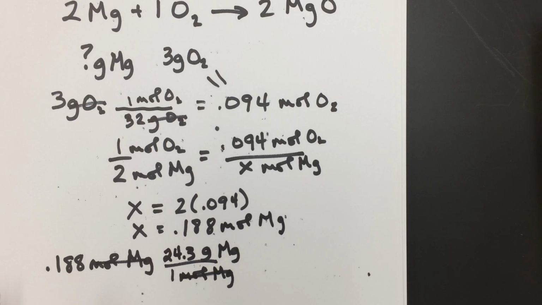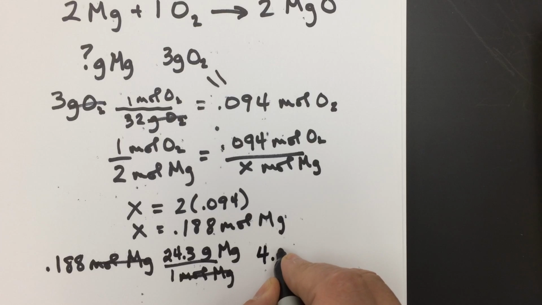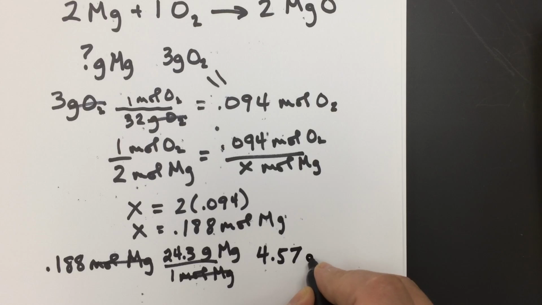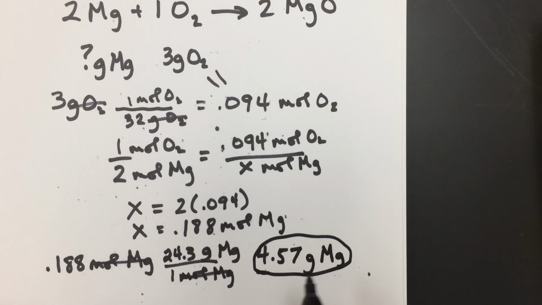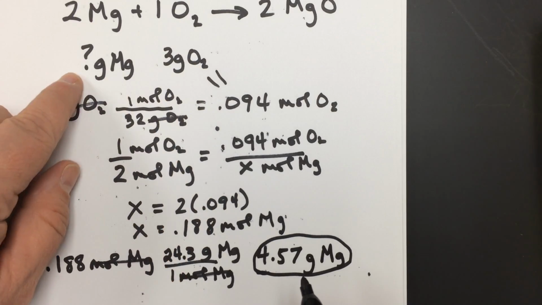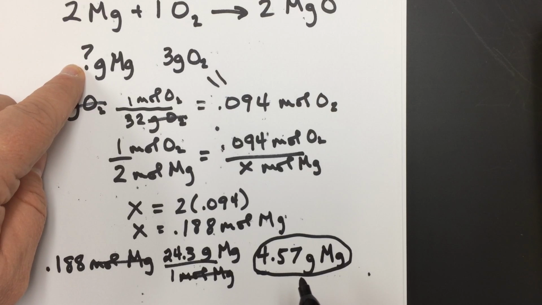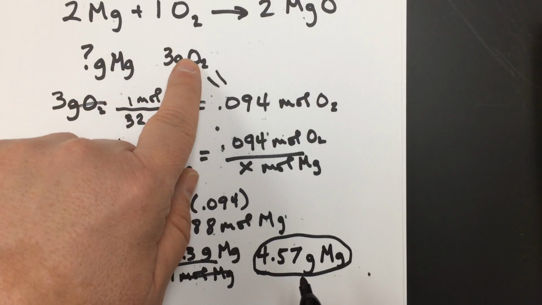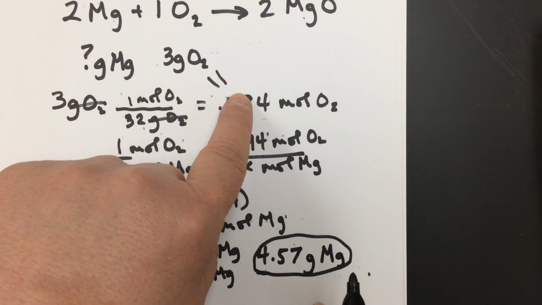Okay, so this cancels moles, will cancel with moles, and now when I multiply, I will be in grams. So 0.188 times 24.3 gives me 4.57 grams of magnesium. And that's what I was asked to find. I gave you a certain amount of grams, and then I asked for a certain number of grams. Okay, so I went from grams to moles.